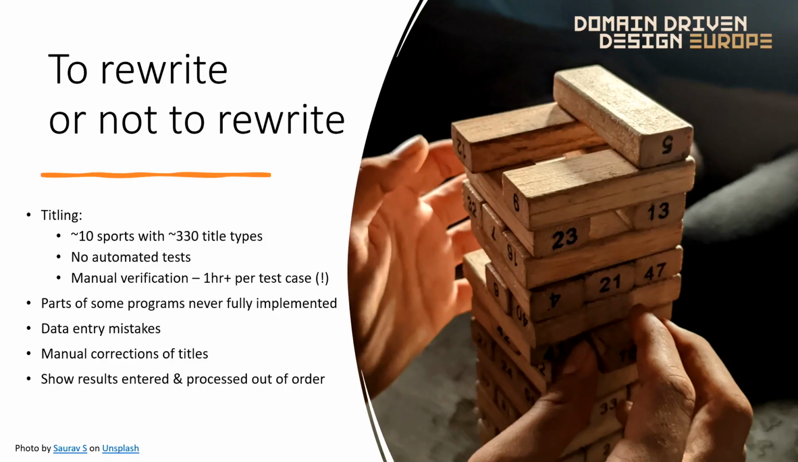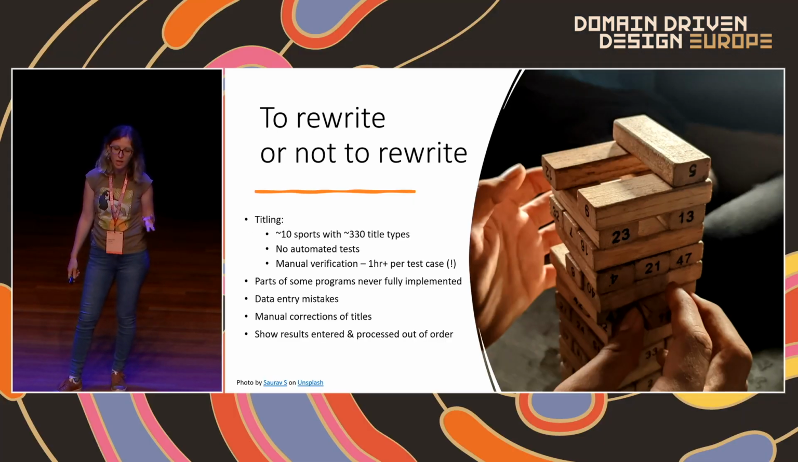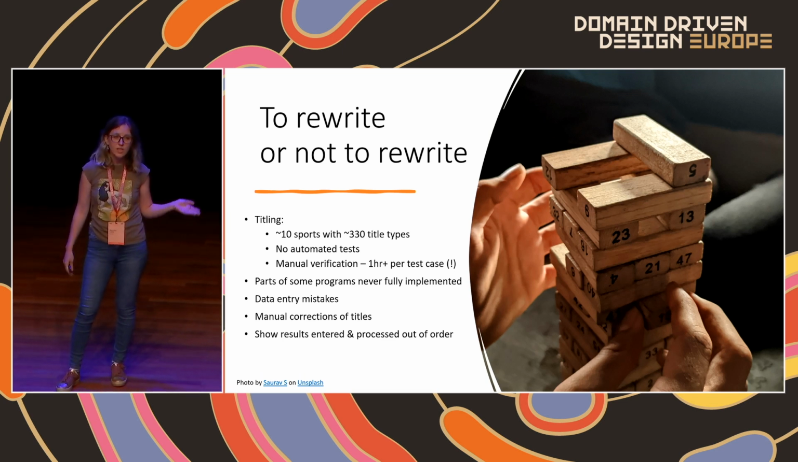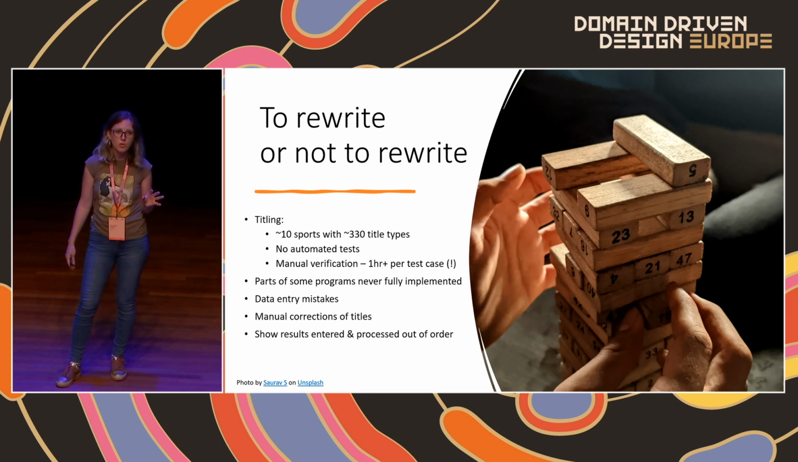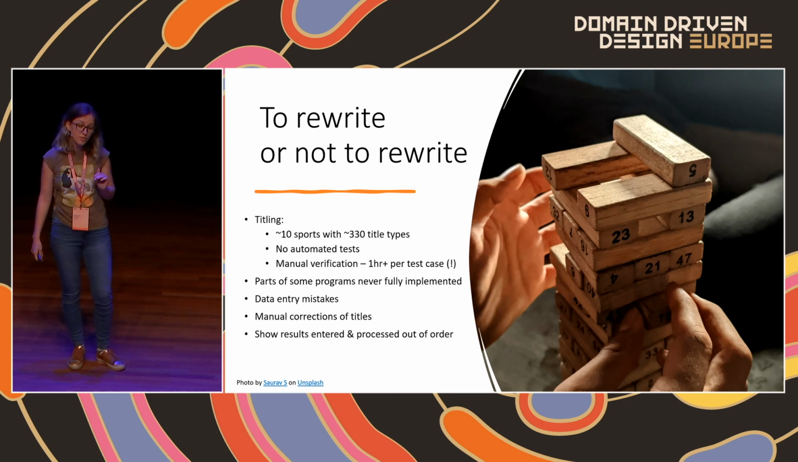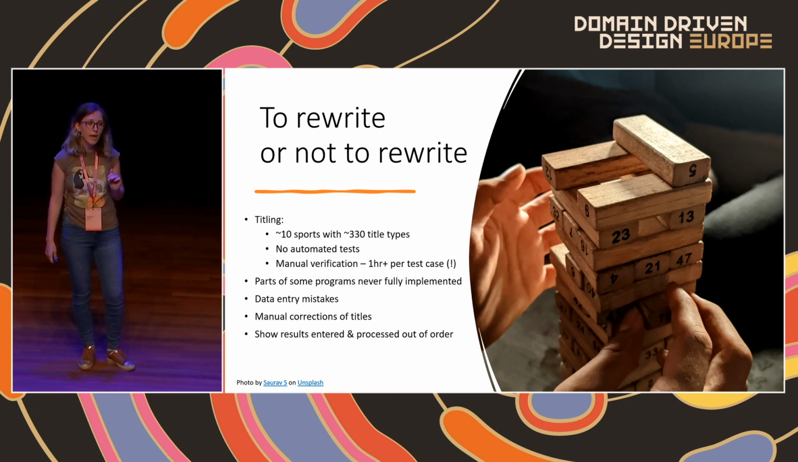So titling was a small part of the overall rewrite. And when we were planning the project, we were wondering how to approach this, right? We knew this area is quite complicated because of all those rules. There were about a dozen sports, it depends how you count some of that, and over 300 titles, right? And there were no automated tests.